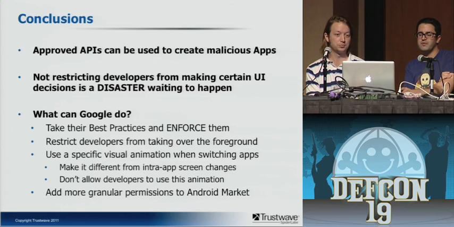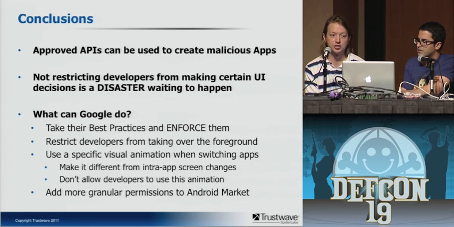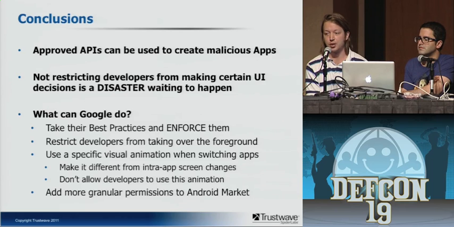So, some conclusions we can talk through. Approved APIs can be used to create malicious apps, and that's basically what we did here. This is specifically a design flaw where these APIs are not restricted in this type of use. Google really has to change that, because not restricting developers from doing whatever they want is a disaster waiting to happen. iOS doesn't suffer from this because you can't monitor what app is running, and you can't put something in front of the user without their direct intervention. And they have different animations for switching between apps versus switching between views in the same app. Those are the three key differences that prevent this. And it's not just this that's the problem. It's the fact that developers can do whatever they want on the platform.